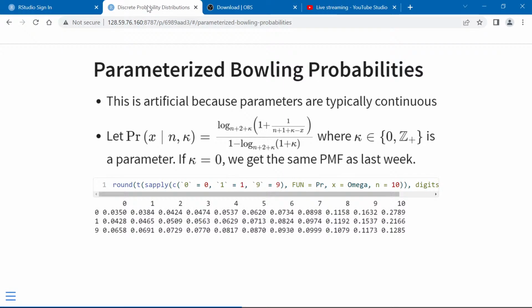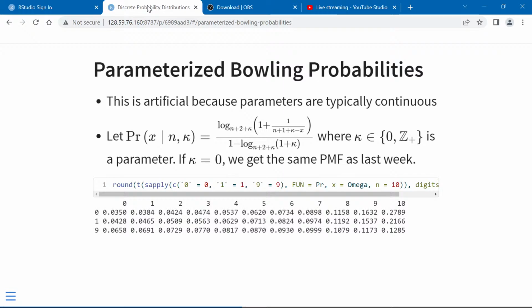But if kappa is 1, now the probability of a strike is only 0.21. The probability of getting 9 has also been reduced, and the probabilities of 8, 7, 6 down to 0 have increased slightly. And if kappa is 9, let's say, now the probability of a strike is a lot lower. The probability of 9 is lower, the probability of 8 is lower, and the probability of everything else is higher. So kappa is like a dial that we can turn, like a dial on an old radio that clicks when you turn it, because this is discrete.